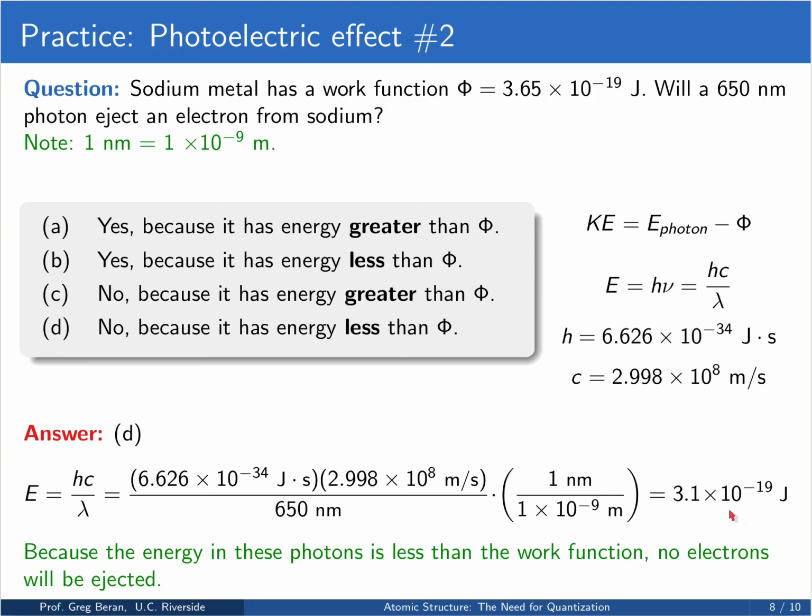Now this amount of energy is less than our work function, right? It's 3.1 times 10 to the minus 19 versus 3.65 times 10 to the minus 19 joules. So this wavelength of light does not have enough energy per photon to eject an electron, so no electrons will be ejected. Therefore, it's answer D, no, because it has energy less than the work function phi.